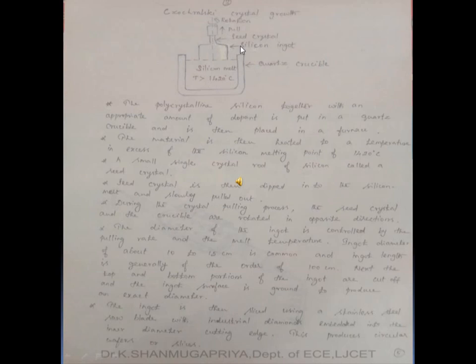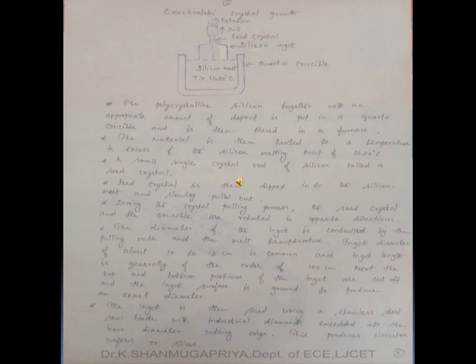When we are doing this process continuously, the seed crystal and the crucible are rotated in opposite directions in order to produce ingots of circular cross section. Normally, the diameter of the ingot is controlled by the pulling rate and the melt temperature. The diameter is about 10 to 15 centimeters and the ingot length is generally in the order of 100 centimeters. After completion of the crystal growth, the circular ingot is separated from the process.